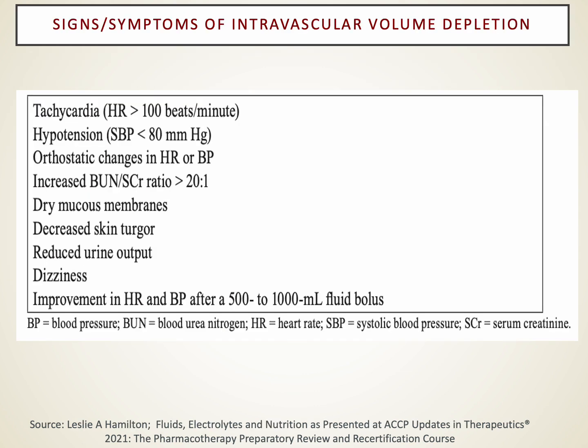So when you have someone who has intravascular volume depletion, the kind of classic things you'll expect to see, and this should be consistent with what you've learned so far in the curriculum, this should all make sense. We expect to see tachycardia and hypotension. Also orthostasis, you're likely to see an increased BUN to creatinine ratio, dry mucous membranes, decreased skin turgor, reduced urine output. Often patients will have orthostasis with dizziness. And after you give a half a liter or a liter of fluid, you'd expect that the blood pressure would begin to improve in the right direction and the heart rate would hopefully begin to go down.